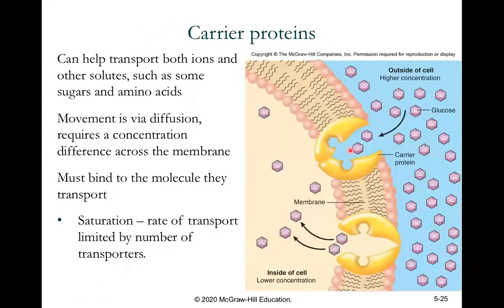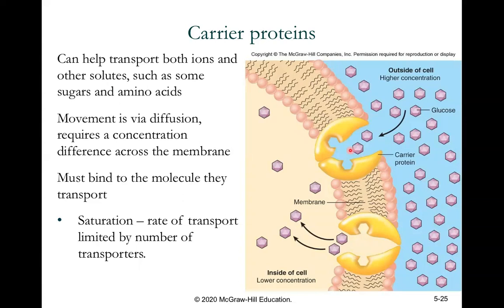These carrier proteins can help transport both ions and other solutes, such as some sugars and amino acids as well. This movement is via diffusion and requires a concentration difference across the membrane, and the carriers must bind to molecules as they transport them. So saturation is important because the rate of transport is limited by the number of transporters, which allows for changes in the rate of transport. So remember, the rate of transport is limited by saturation.